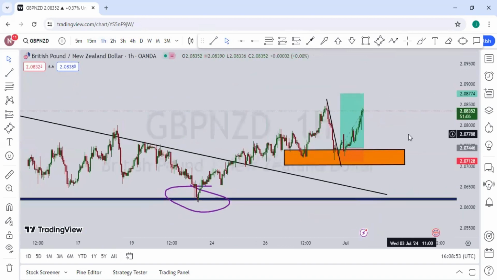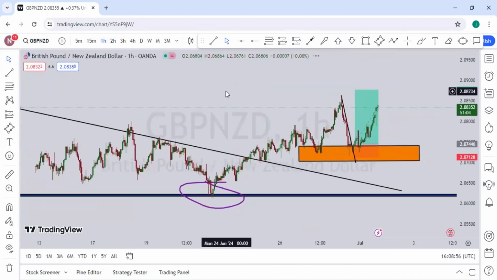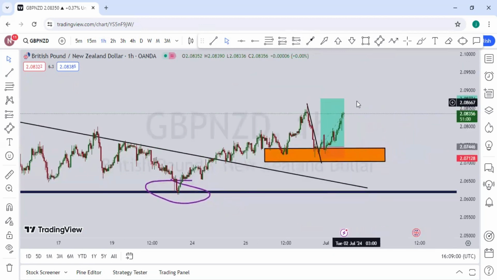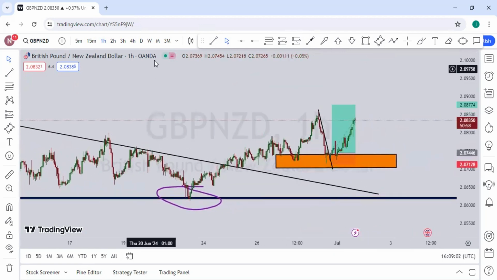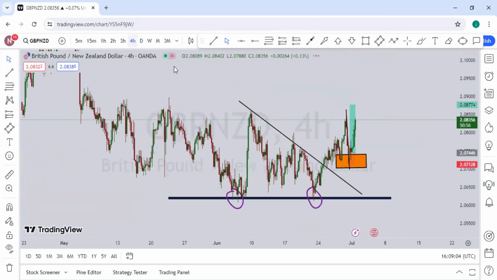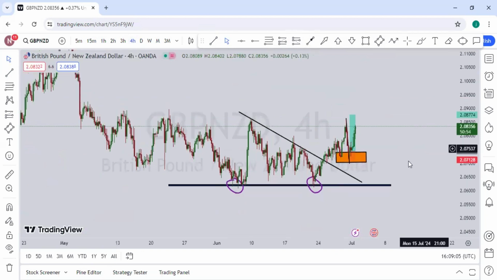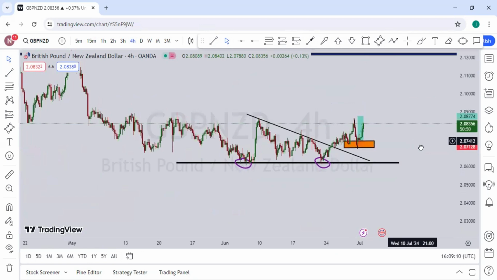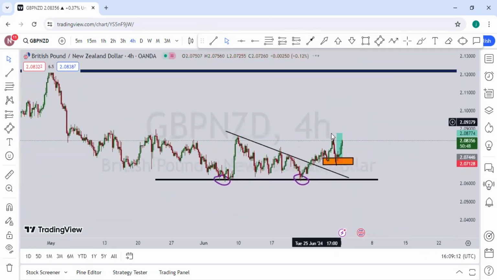So you can also use this strategy on a day trade or even scalping. But that's all, because the trade itself has matured, so I could not take that trade.